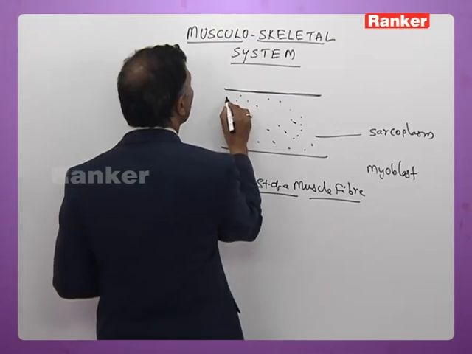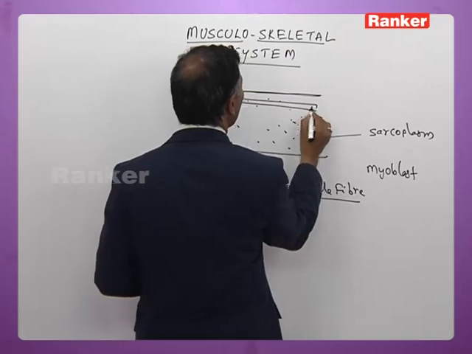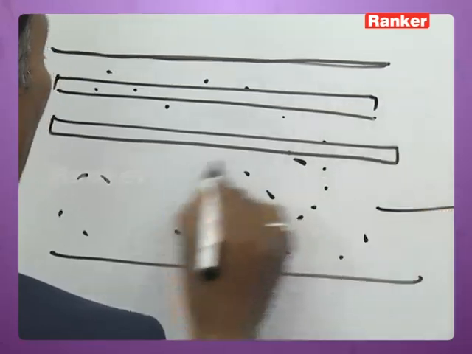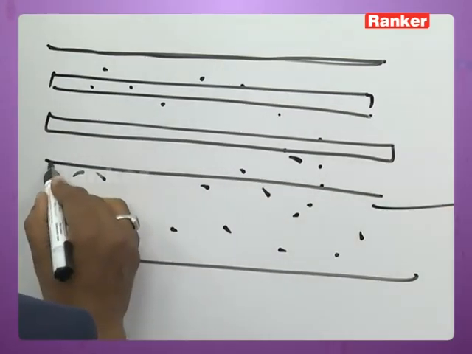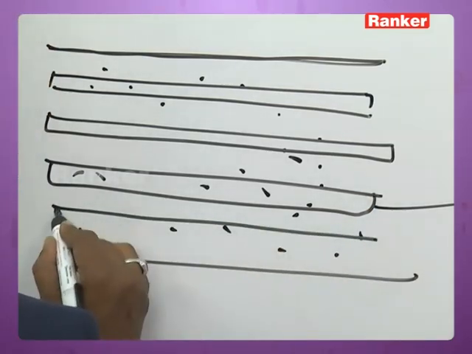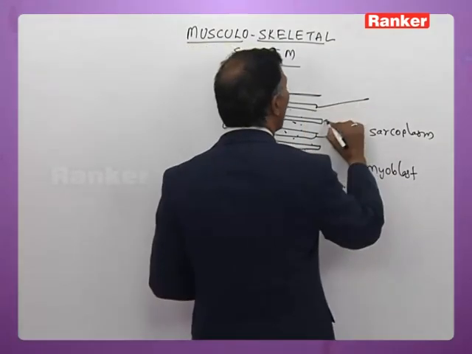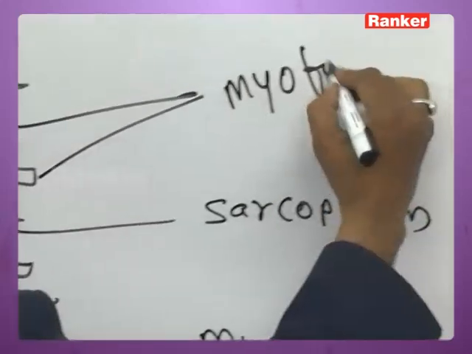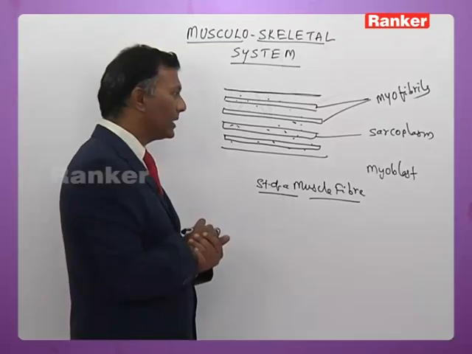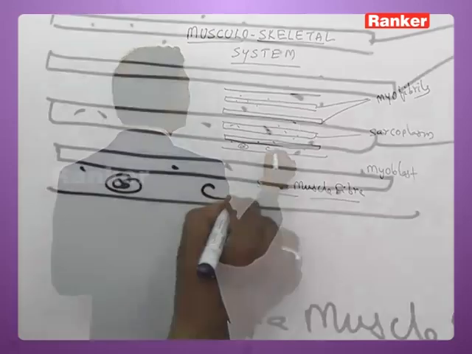Within the sarcoplasm, there are several contractile filaments, arranged parallel to each other like this. These contractile filaments, which are embedded in the sarcoplasm and arranged parallel to each other, are called myofibrils.